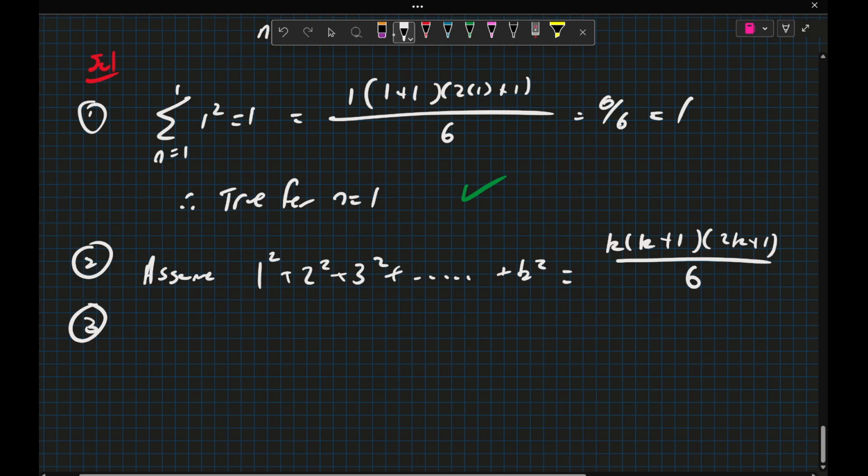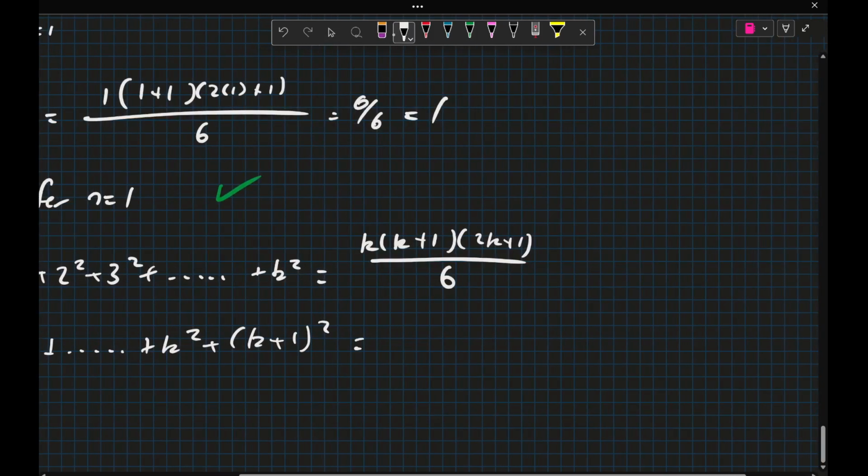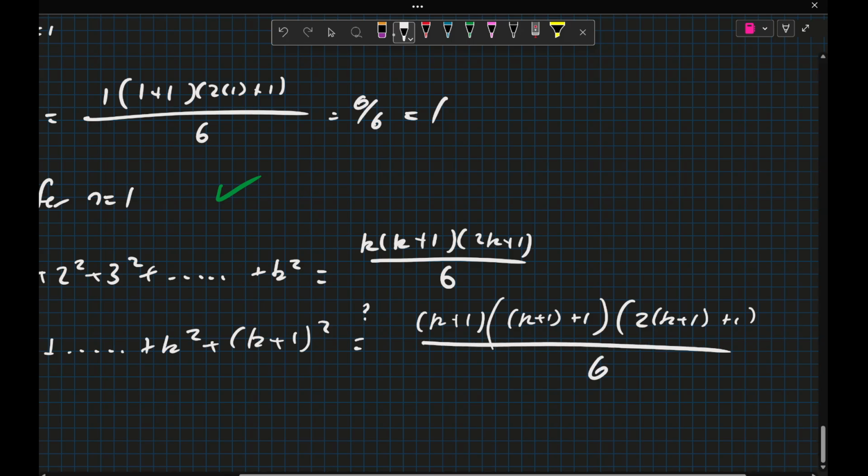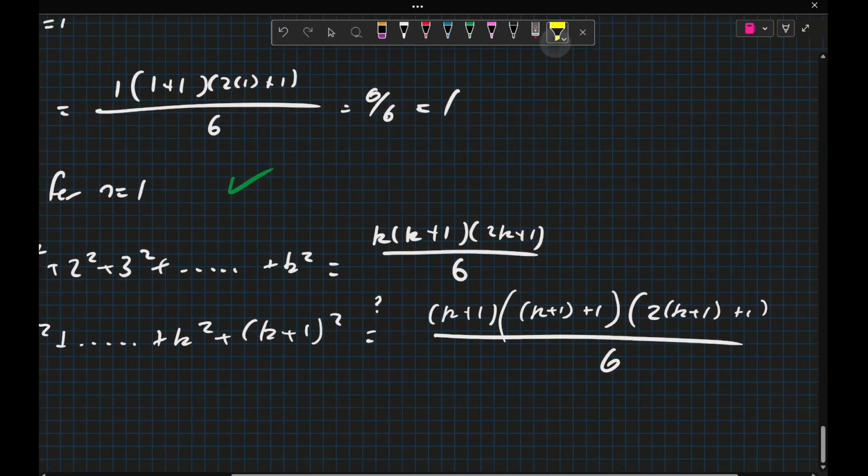Now for the third one, we change the k to a k plus 1. So what we're going to have is 1 squared plus 2 squared plus 3 squared plus and so on, plus k squared, plus the next number, k plus 1 squared. Now, the way you write this tends to trigger some people, but I'm going to write this with a question mark. So we're going to have k plus 1, then k plus 1 plus 1, and then 2 times k plus 1 plus 1, all over 6. So that's how we're going to work it. We want all the initial k's to become k plus 1s.